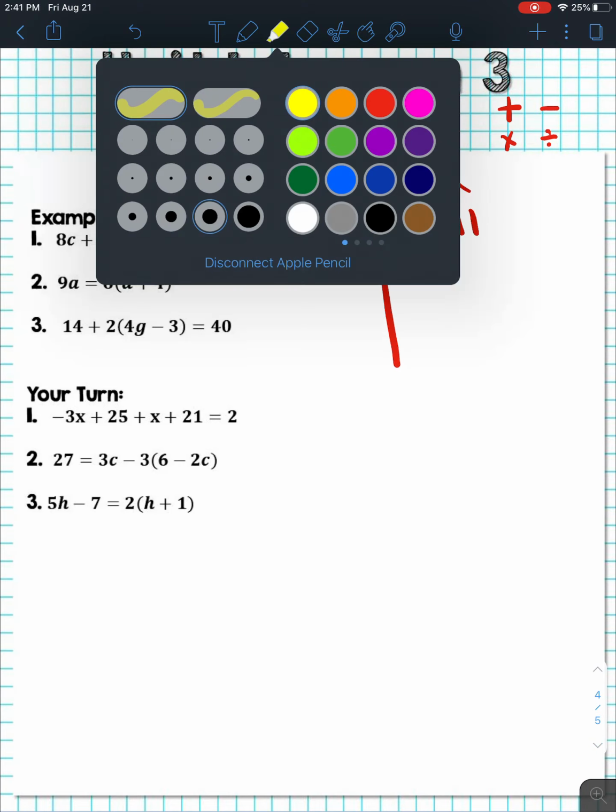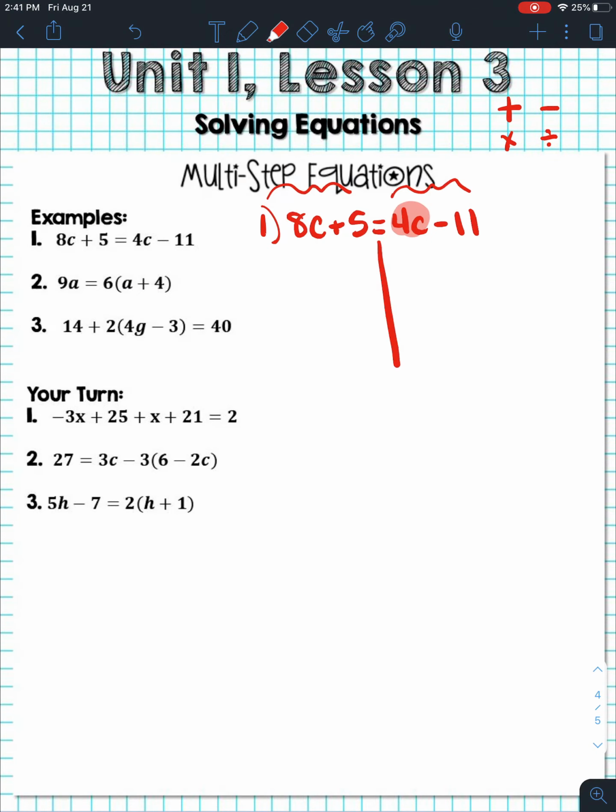So I want to get all of my variables together. I have a variable here and a variable here, and I want to move them and put them together. So I'm going to take my smaller variable and move it. I'm going to move my 4c over by subtracting on both sides. So 4c minus 4c is 0, and I'm just going to be left with negative 11 over here. And then 8c minus 4c is 4c, and I still have a plus 5.